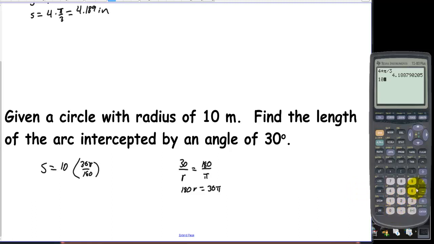So now we need 10 times 30 pi divided by 180. Enter. 5.236. So the arc length is 5.236, and that is meters.